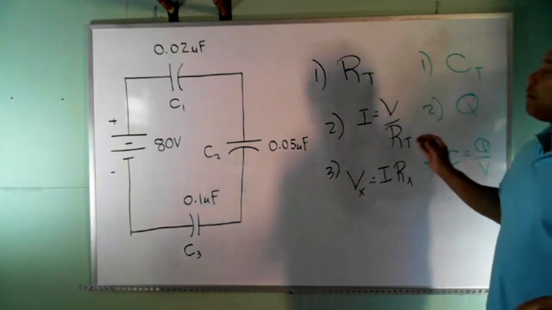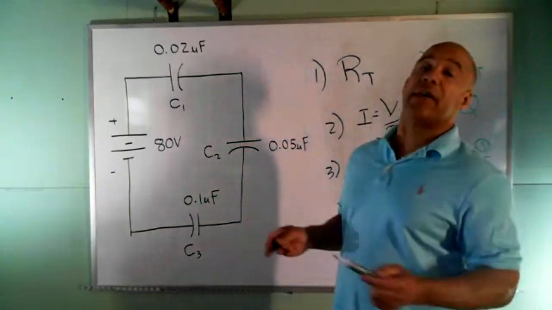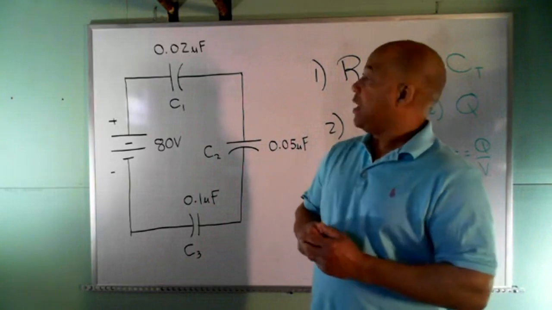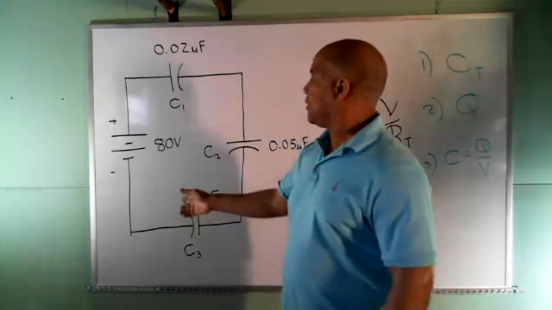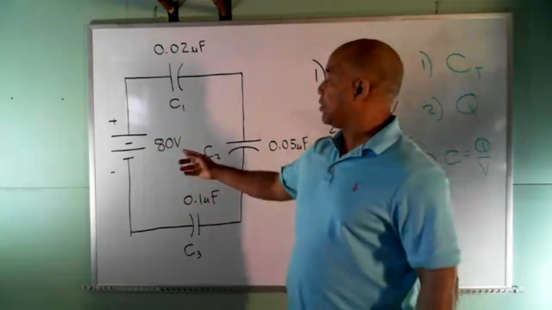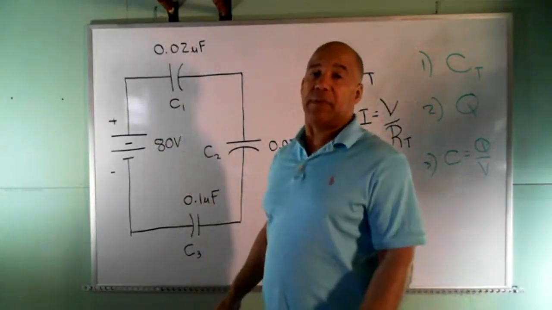What's true for both resistors and capacitors in any circuit is that Kirchhoff's voltage law must apply. If the voltage across all the resistors has to add up to the total, the voltage across each capacitor has to add up to the total voltage, and that can help us solve the problem.